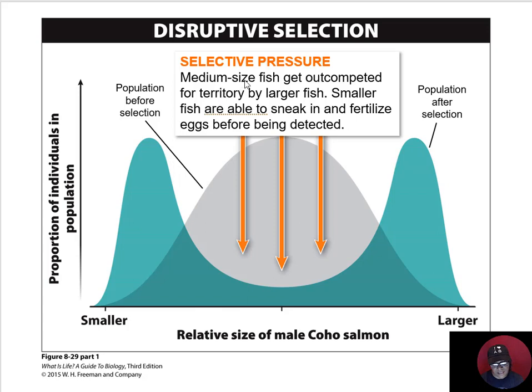So it turns out that the medium size male coho salmon usually get out-competed for territory by the larger fish, right? And the smaller fish are actually able to sneak in and fertilize the eggs before being detected. So we end up with a population in the end overall where male coho salmon are either small or they're really large. And that's because the medium size just gets out-competed by these two. Okay.